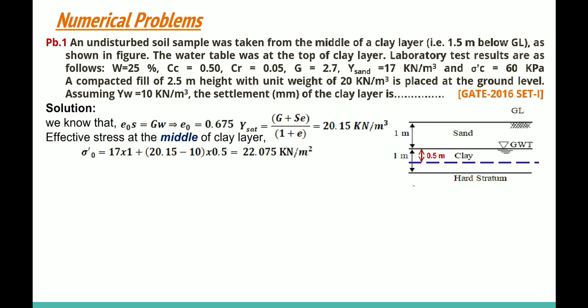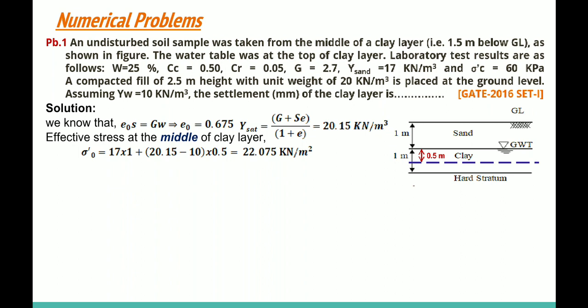So we get 22.075, because the top layer is sand and that is 1 meter in height. So we can write 17 into 1, plus the groundwater table is at the top of the clay layer, so this half of the clay layer is in submerged condition. So we have to take the submerged unit weight. We can write 20.15 minus 10, that is the unit weight of water, into 0.5, and we get 22.075.